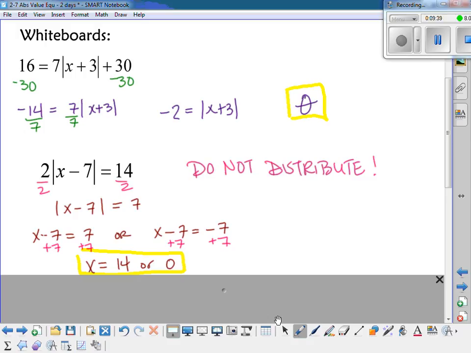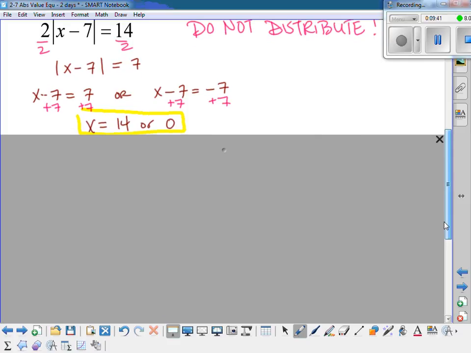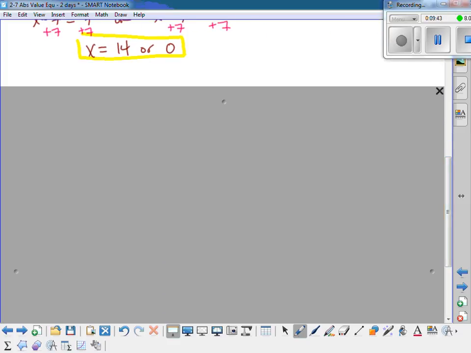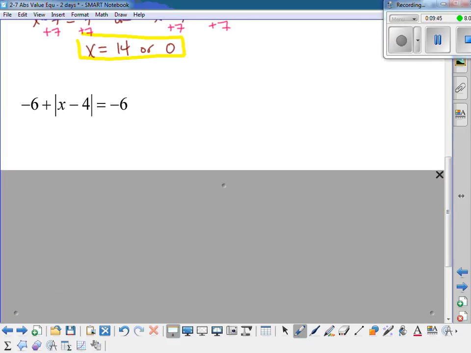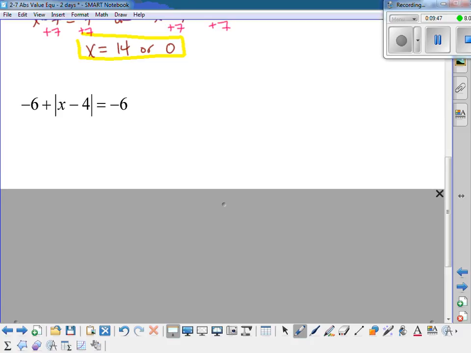Okay, let's try another one on your whiteboards. We've got negative 6 plus the absolute value of x minus 4 is equal to negative 6. Pause the video now.